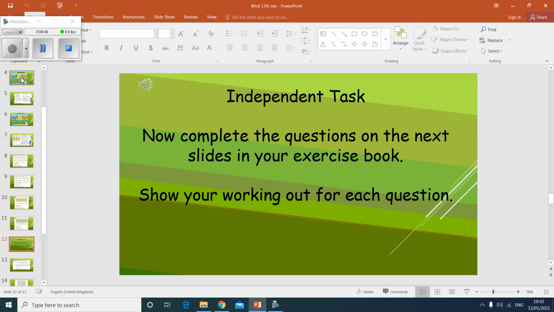Now it's time for your independent tasks. Pause each slide, work out the answer before moving on to the next question. Try to show your working out for each question.